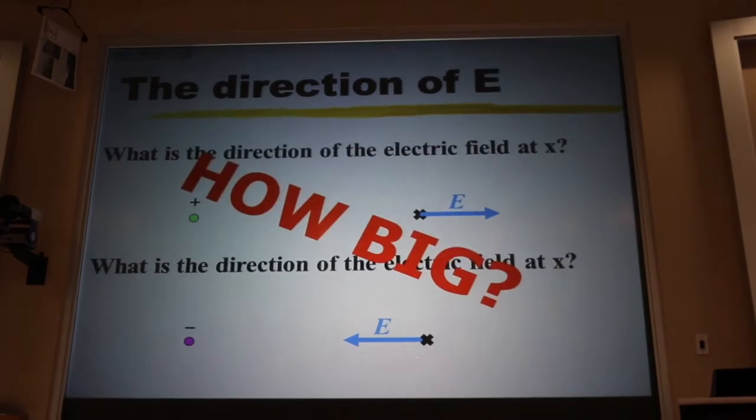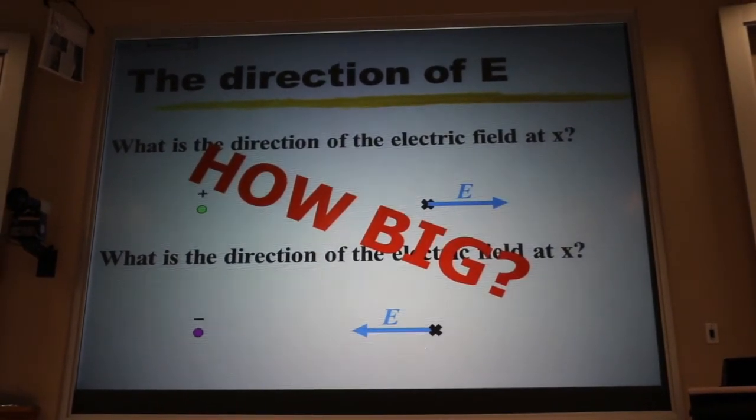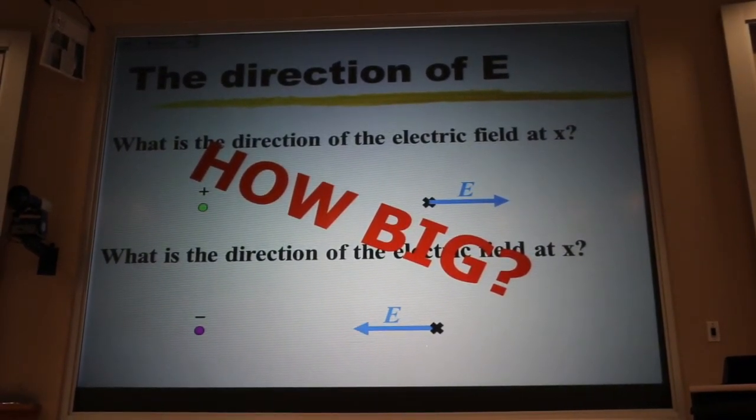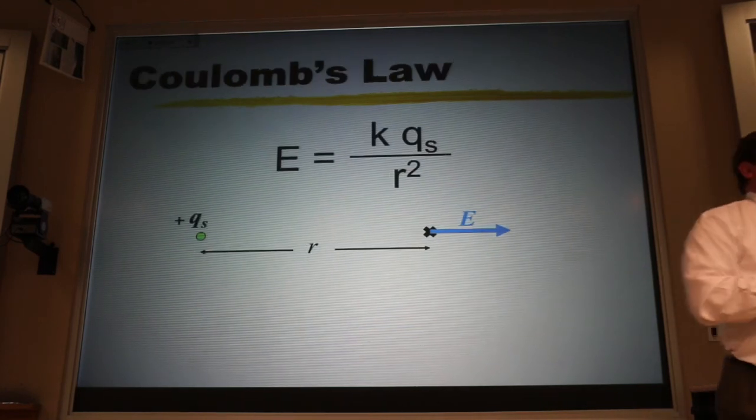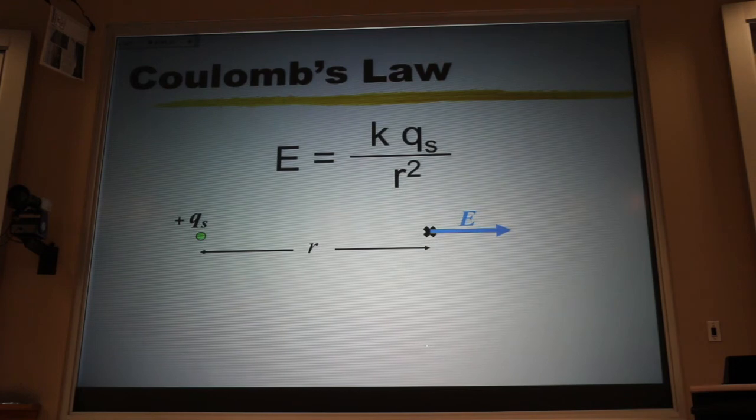The question is, how big is this field? We know what direction it points, but how big? Well, that's given by this formula. And notice I'm calling that Coulomb's law. Well, that's strange, because on a previous slide I called this Coulomb's law.